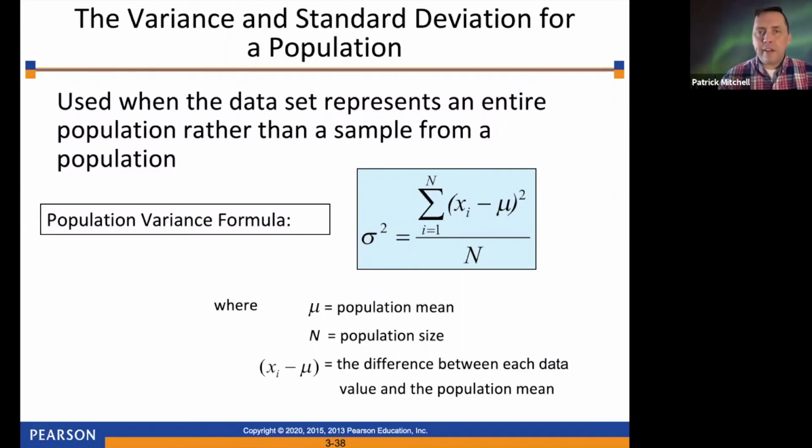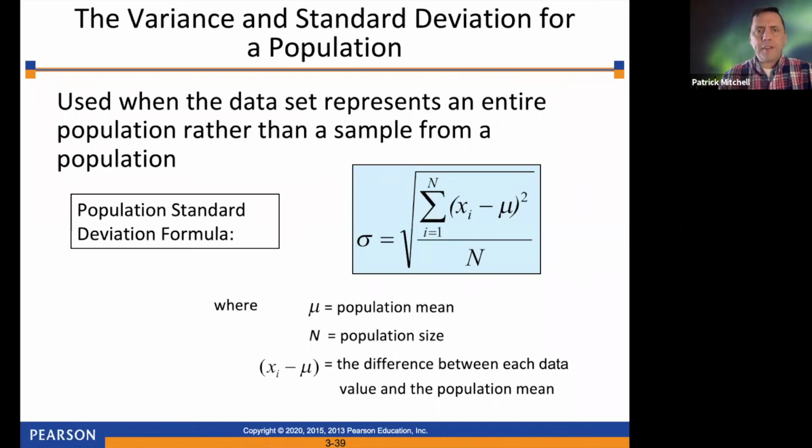Now the big difference, this will actually give you a different answer than for the sample variance. Instead of dividing by one less than the sample size, you divide by the population size. You don't do minus 1 for a population, okay? All right, so I'm not gonna do an example using that formula. What I am going to do instead, oh, and then this is your population standard deviation. Again, it's just the square root of the variance.